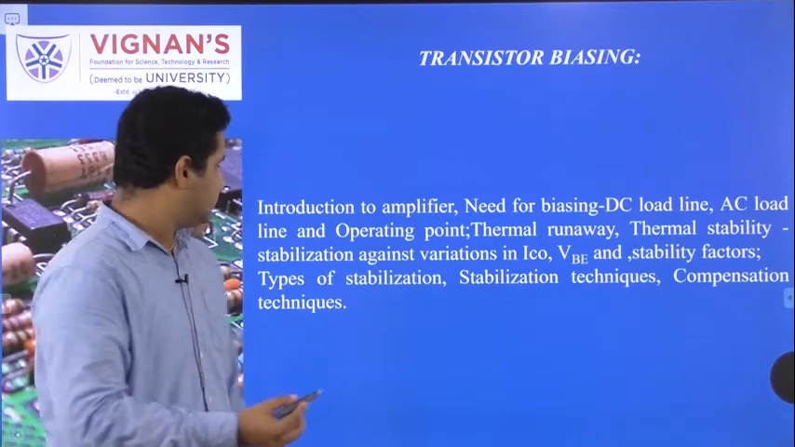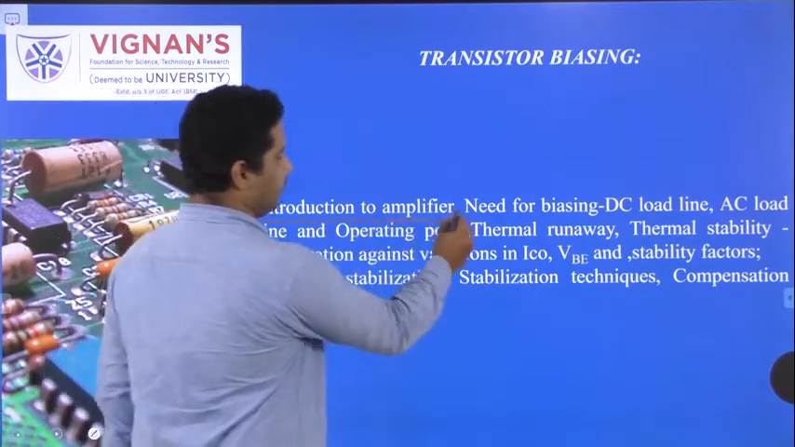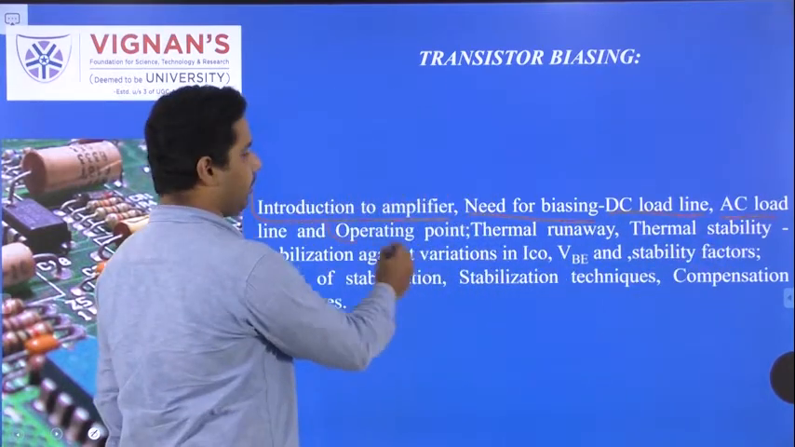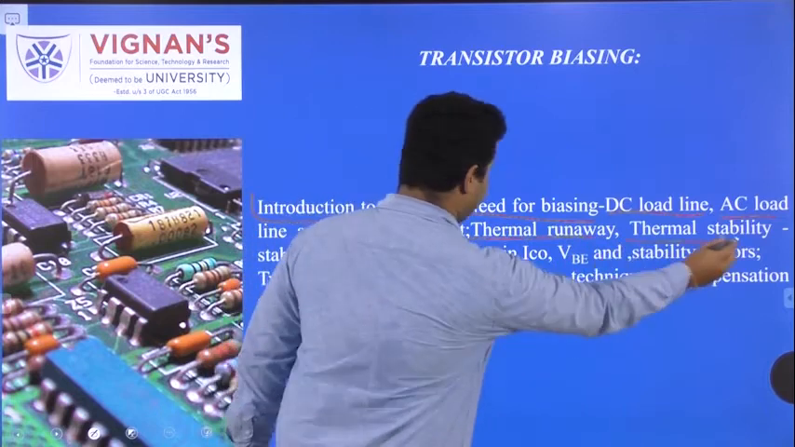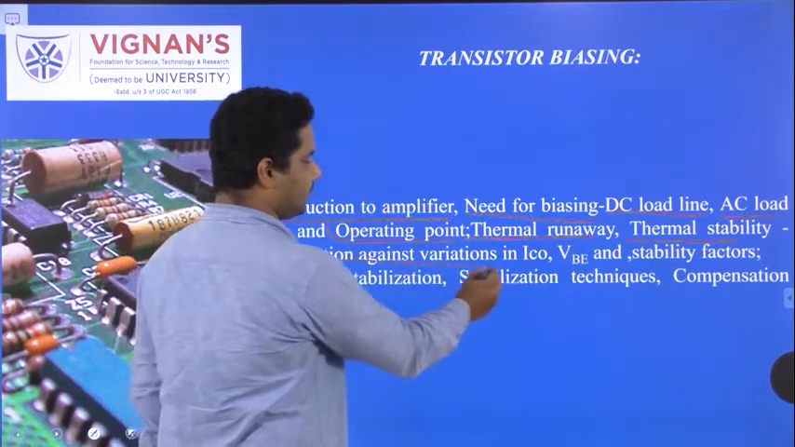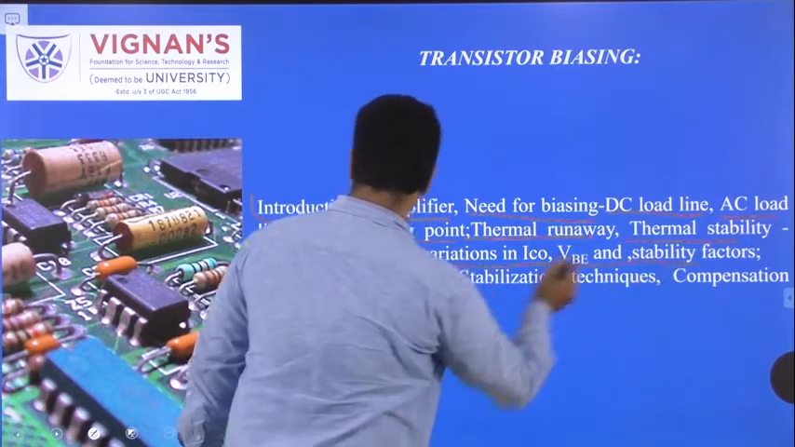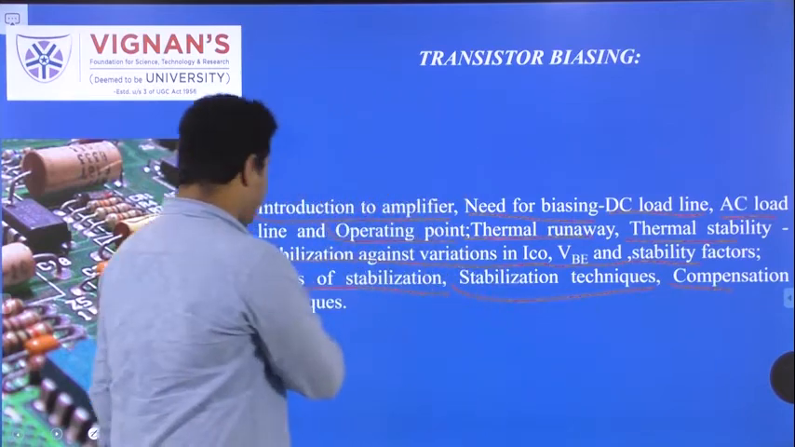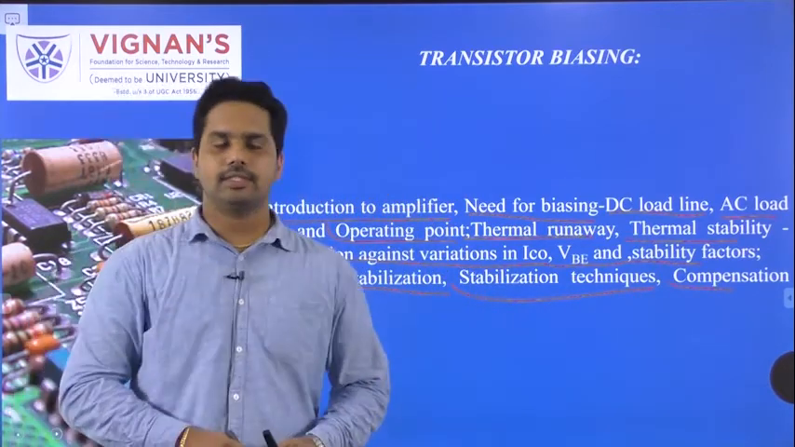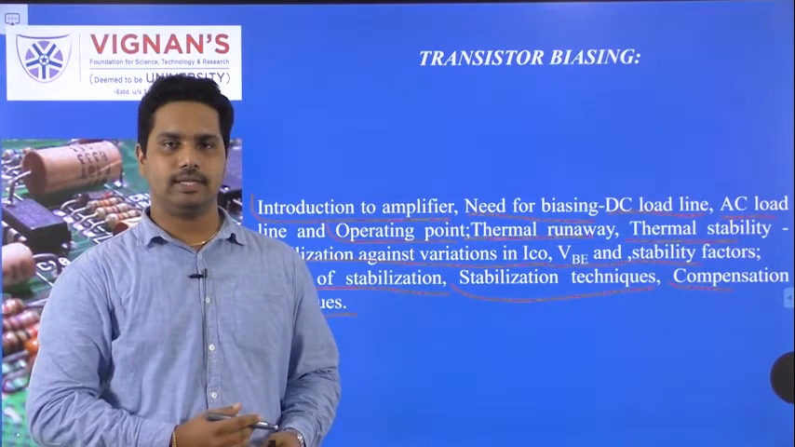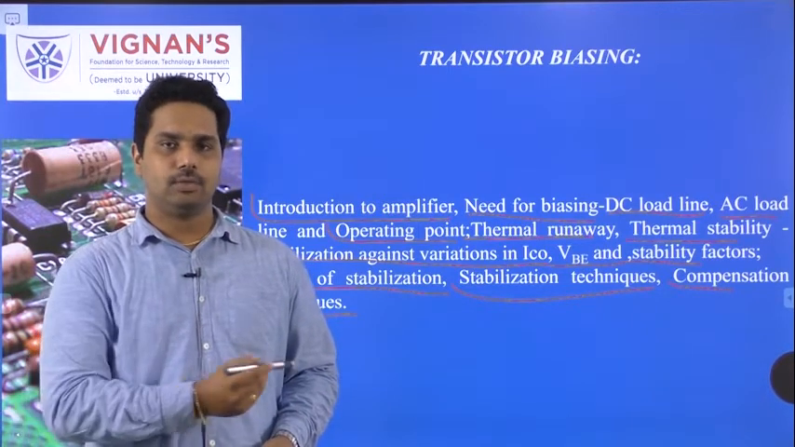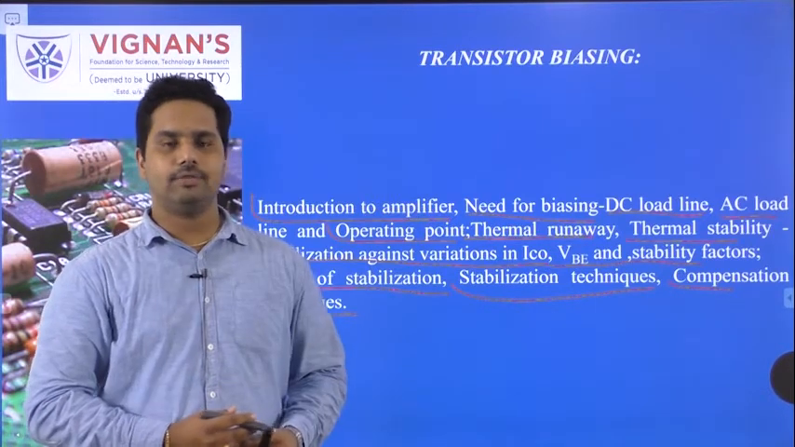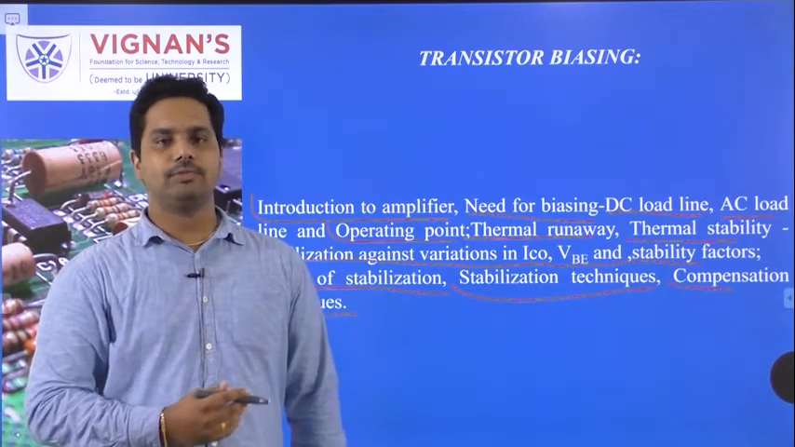So this is our syllabus. We will be seeing some introduction to amplifier, need for biasing, DC load line, AC load line, operating point, thermal runaway, thermal stability, stabilization against variations in ICO, VBE and stability factor, then types of stabilization, stabilization techniques, and finally compensation techniques. This unit is very interesting because now you have the basics of BJT and how to make a BJT work in the active, saturation or cutoff region. Here we are giving further details on how you will get a faithful amplification.